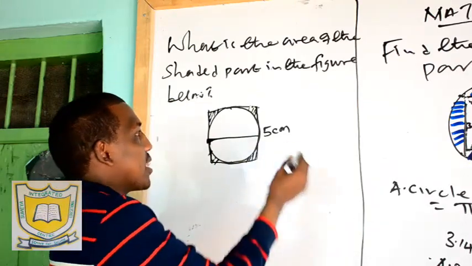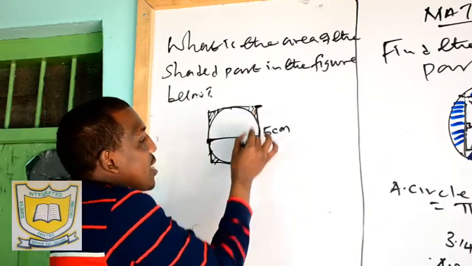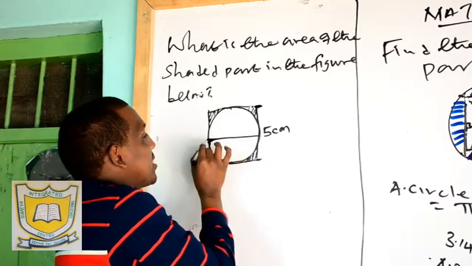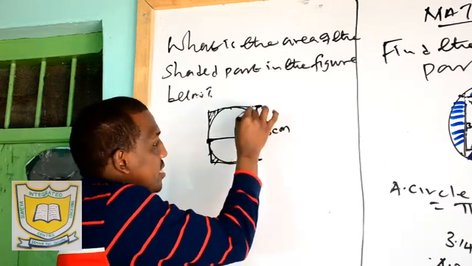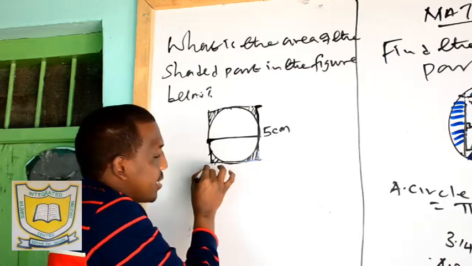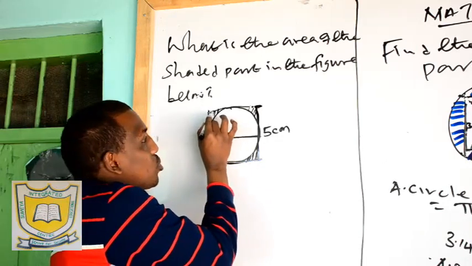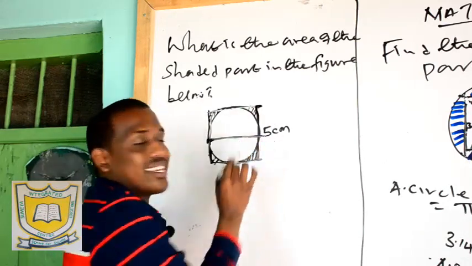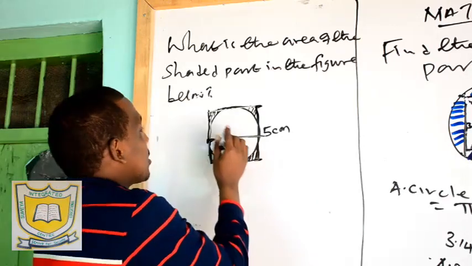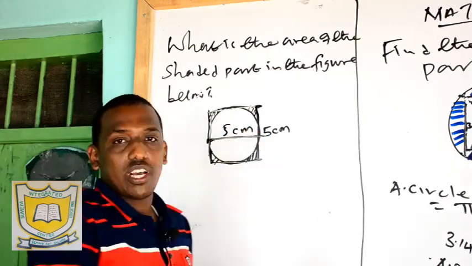Remember, we learned this one. The side of the square is the same as the diameter of the circle. This side is equal to this side, is equal to this side, so they are the same. So the diameter will be 5 centimeter.